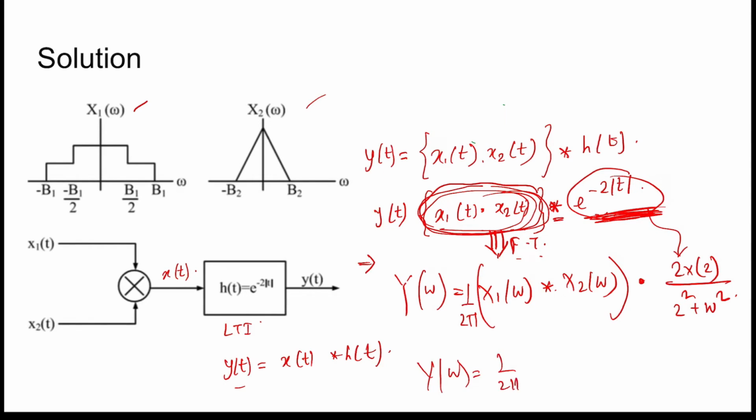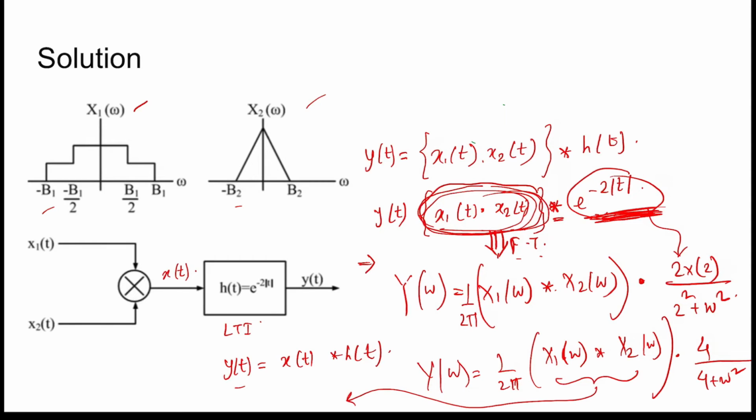Y(omega) is given by 1 by 2 pi X1(omega) convolution X2(omega) into 4 by 4 plus omega square. X1 and X2 are two band limited signals in frequency domain. So when the convolution of these two signals is performed in frequency domain, the bandwidth of the equivalent signal after convolution is the summation of the individual bandwidths. So this signal has bandwidth B1 plus B2.